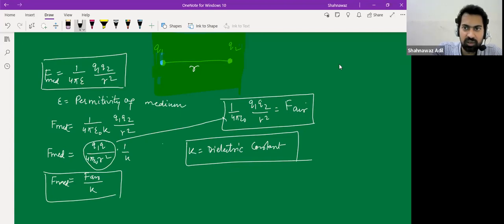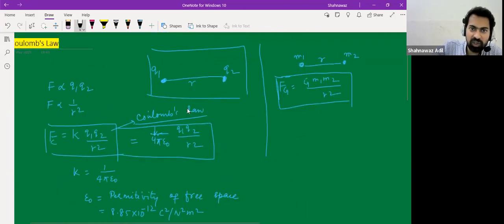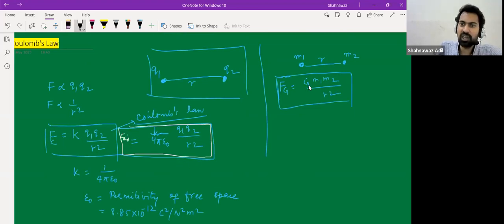F air. Yeah, F air. So this is F air because this value is when there was no medium in here. So when there was no medium, your force was this. This was F air. And similarly, you can understand this.